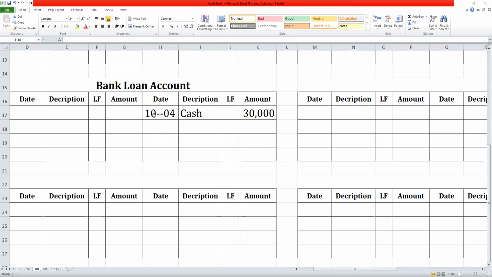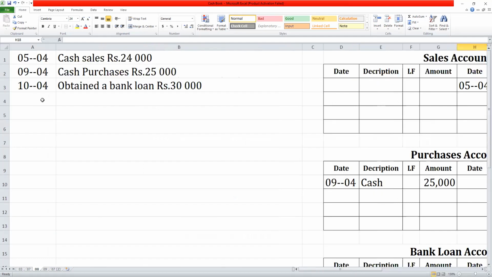Next date is 11th of April, 20,000. What is it? 11th of April, it is Akila, 20,000. Who can describe the transaction?